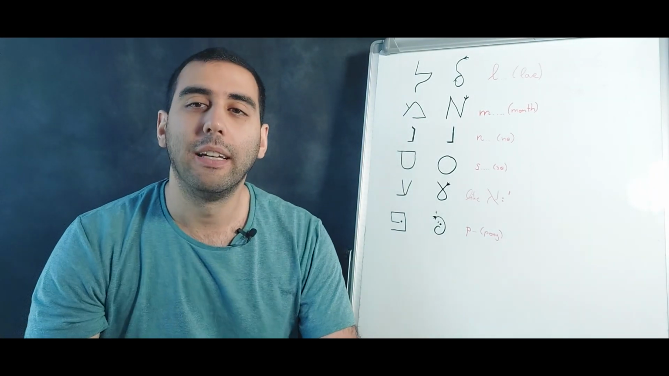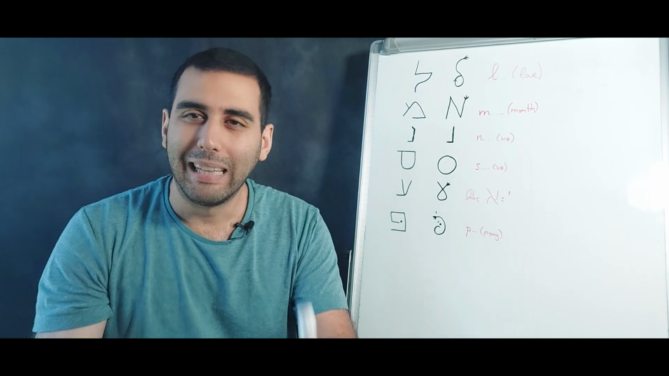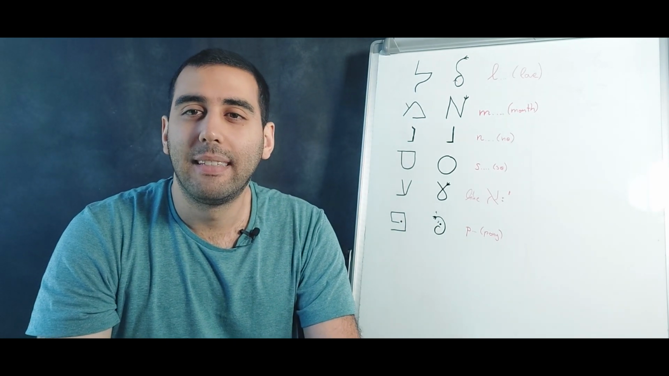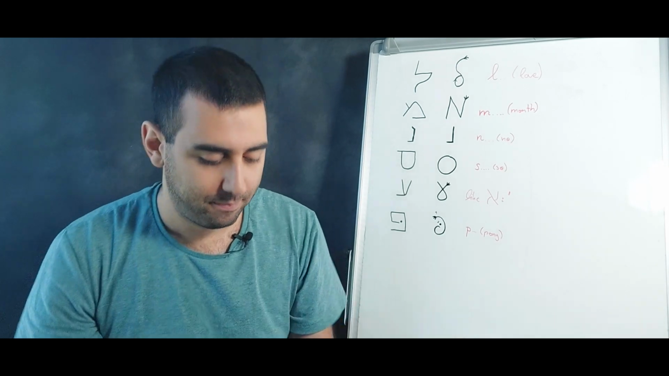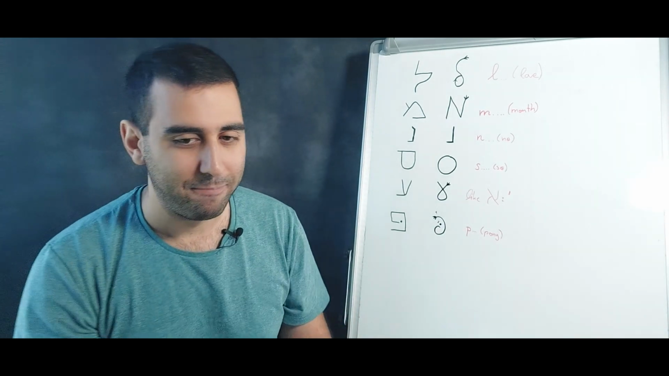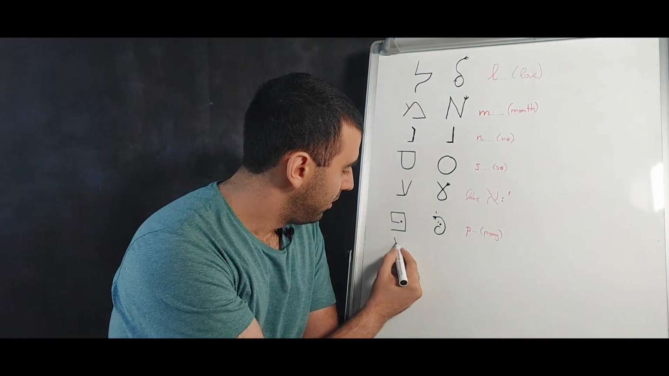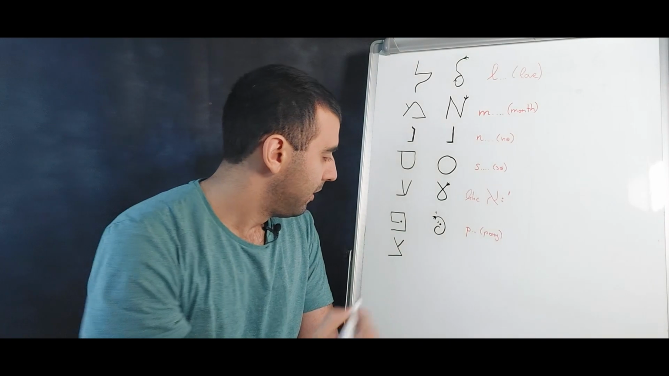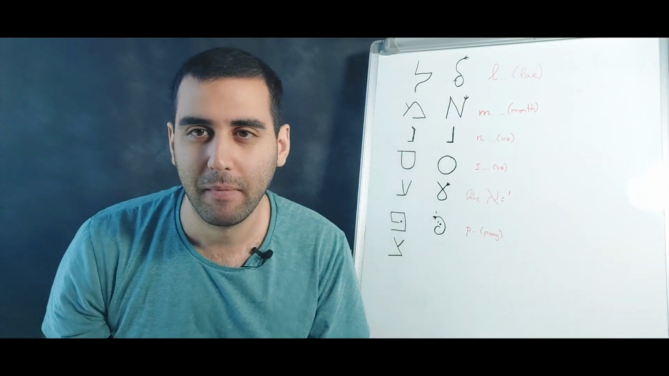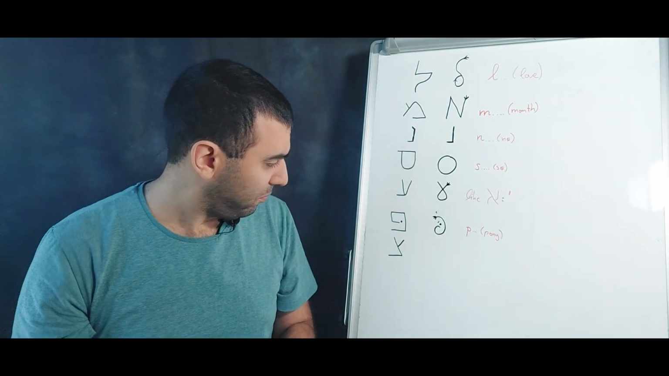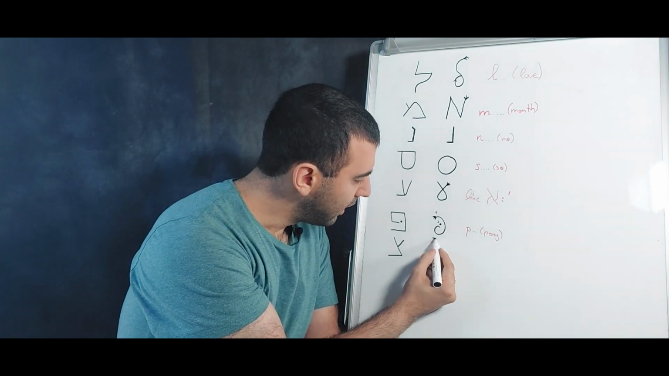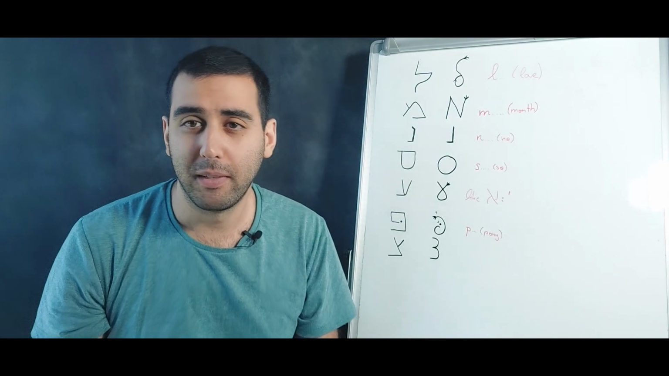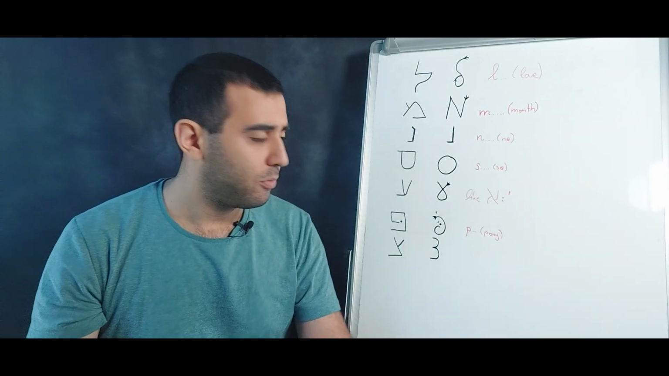So the next consonant looks a little bit strange. Okay, and it's called tzade. Tzade. Okay, so you write it like that. In written form, it looks like a 3. So that's the tzade in written form. And how do you pronounce it?